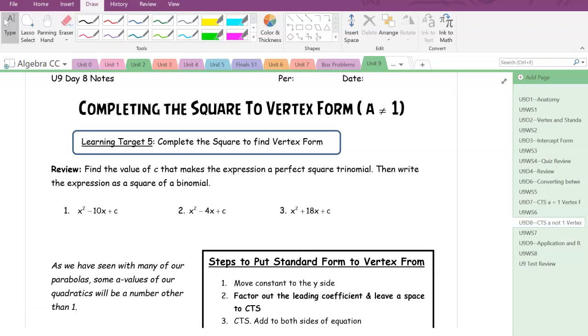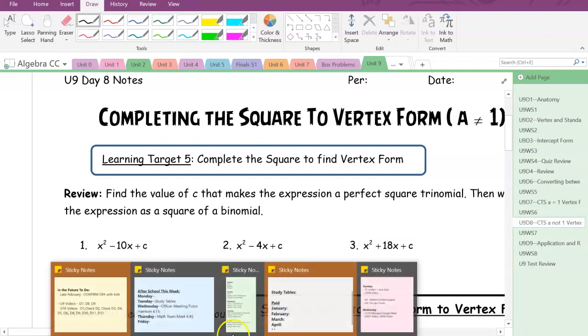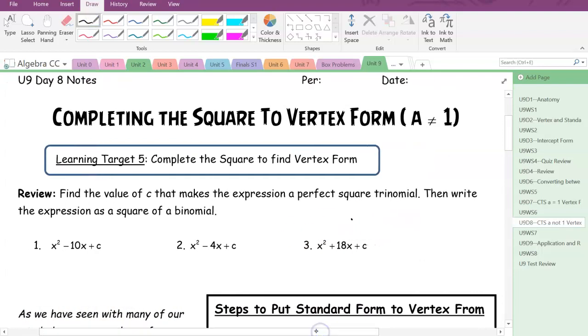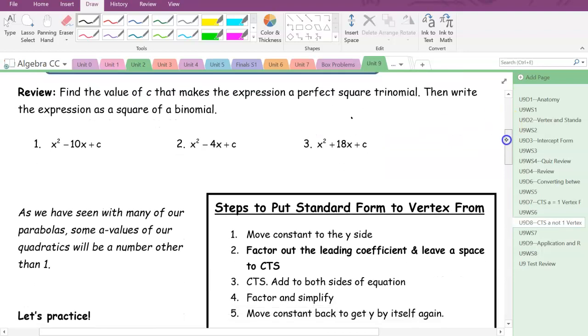Hello, Algebra 1. Today we are continuing on with our Day A notes, and we are going to be completing the square to vertex form when A is not equal to 1. So to start off, we're just going to practice refactoring each of these expressions to make a square of a binomial. So again, you're going to take your b value, negative 10 here, divide it by 2, which is negative 5. And then you're going to go ahead and square negative 5.